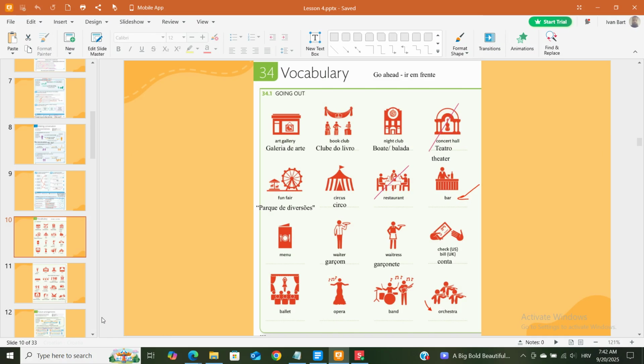34 Vocabulary. 34.1 Going out. Art gallery. Book club. Nightclub. Concert hall. Theatre. Fun fair. Menu. Circus. Restaurant. Bar. Waiter. Waitress. Check (US), bill (UK). Ballet. Opera. Band. Orchestra.